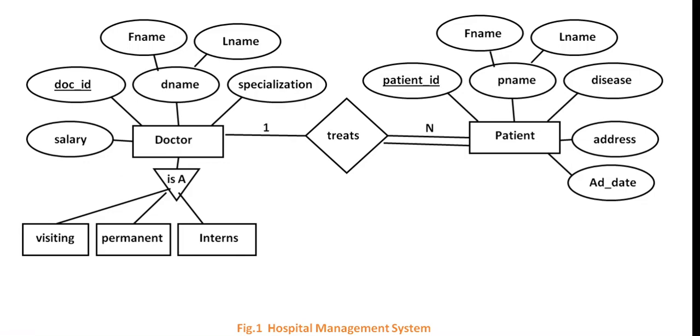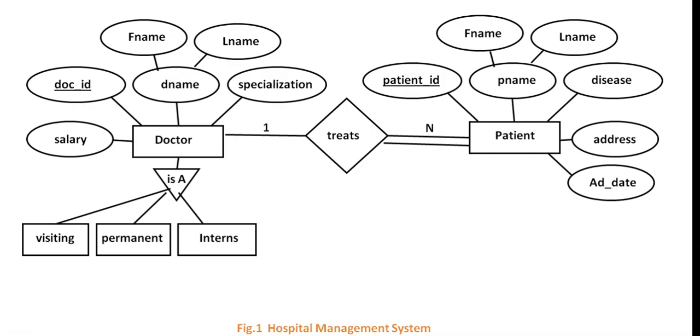Now for a hospital management system we can have a number of entities, but here I have taken only two entities, that is doctor and patient. Doctor treats patient, or patient is treated by some doctor. Here you can see a one to many relationship, that is, one doctor can treat many patients and many patients can be treated by one doctor.